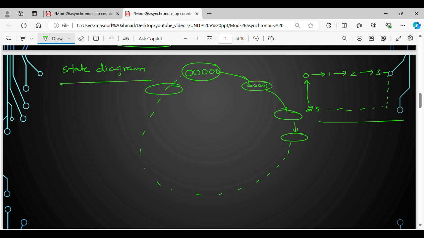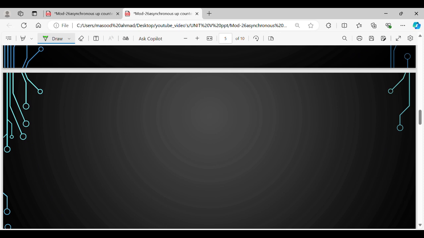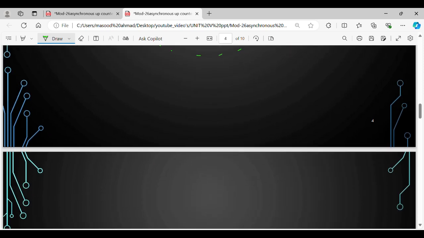So next, what exactly do we need to do? We need to look at the truth table, of course. The truth table has input clock and the output that we have. I can go for a simple technique where I decide at what state I would like to make it reset.